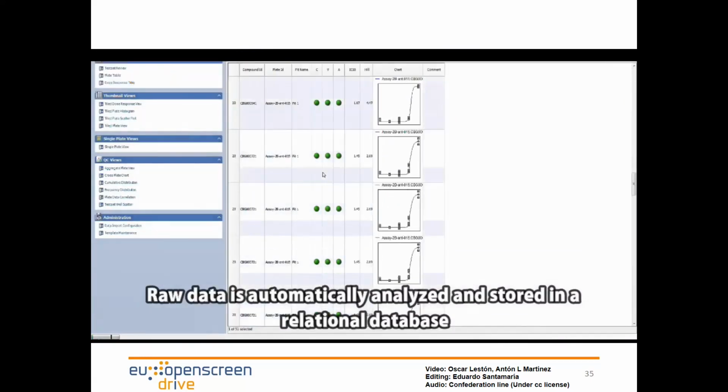So this is just a brief summary of how high-throughput screening campaigns are run. Of course, it is a little bit more complicated, but it is just to give you a brief flavor of how these campaigns are run. So with this, I finish, Šárka.